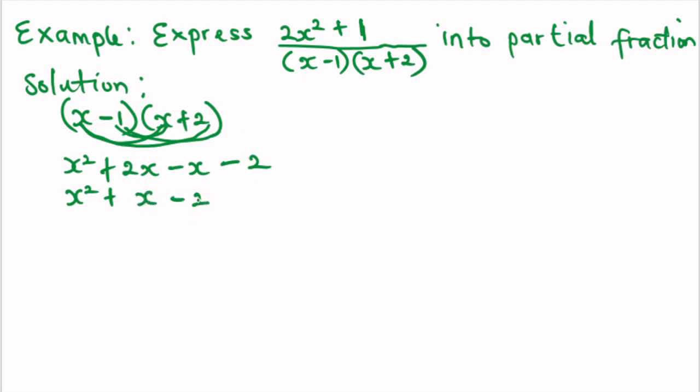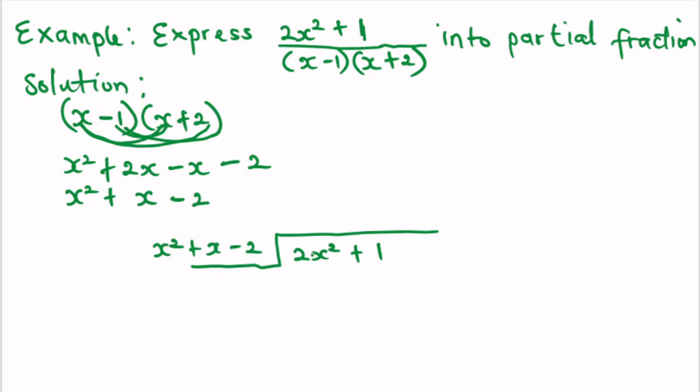So this becomes the denominator. We use it to divide the numerator. So dividing, the denominator is here x squared plus x minus 2, and in we have the numerator 2x squared plus 1. Now x squared divided by 2x squared, we have 2. 2 times x squared gives us 2x squared. 2 times x, we have plus 2x. 2 times minus 2, we have minus 4.